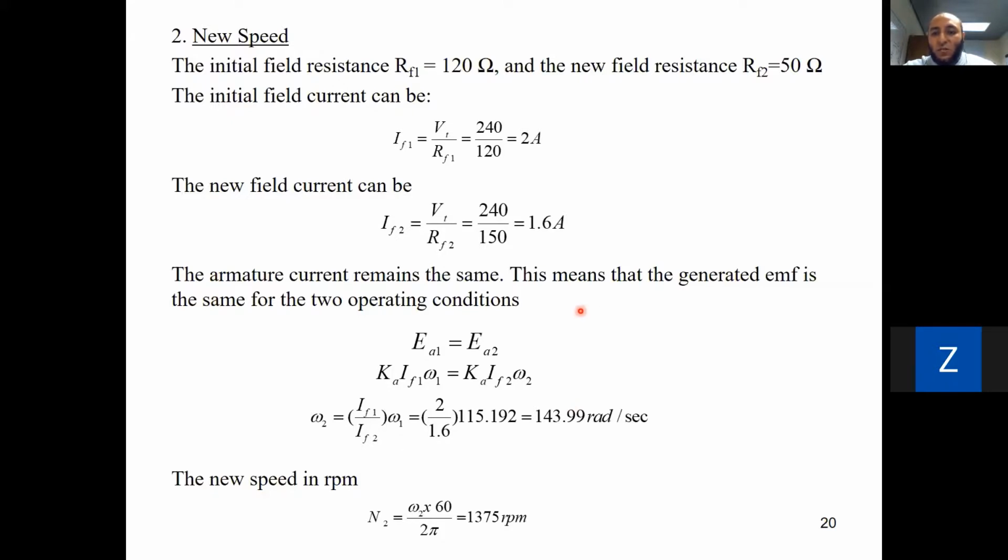So this is an example to see what will happen if we control the torque to be constant and decrease the field current. So as you can see, the machine speed increases. Right.